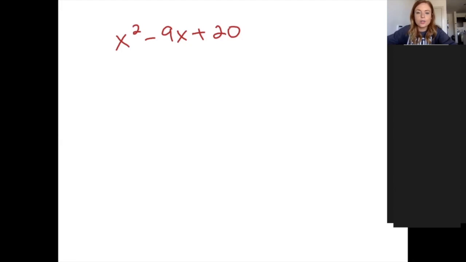So let's practice the shortcut. Remember, the shortcut is when my leading coefficient is 1, so when there's no number in front of that quadratic, okay? So I want to find out what are two numbers that multiply to be C and add, because that's a plus, to be B, okay? Remember, if it's minus, they would subtract. If it's positive, you would add.